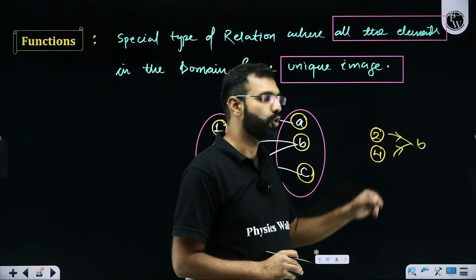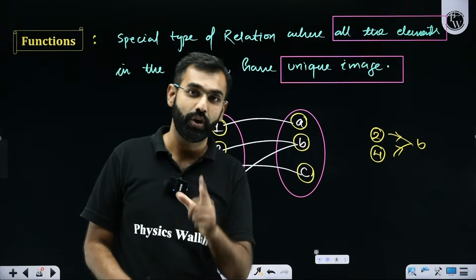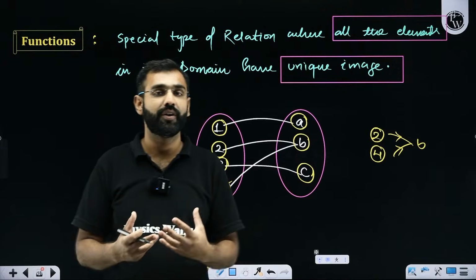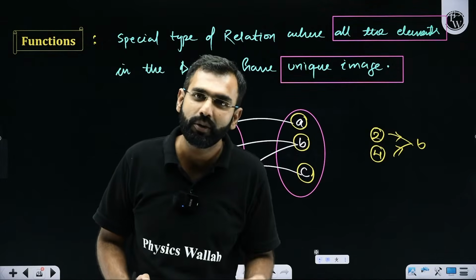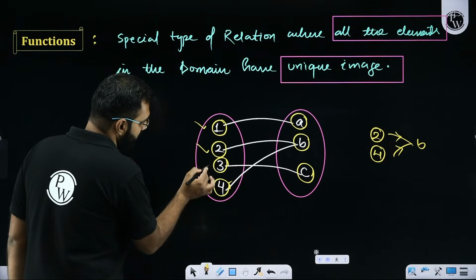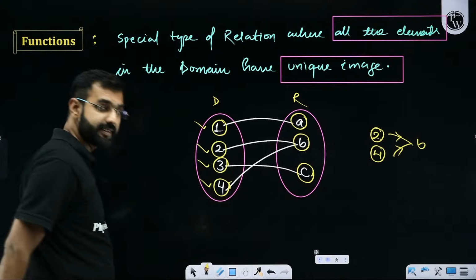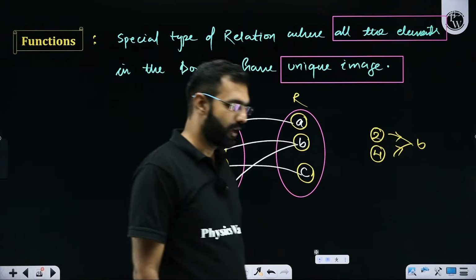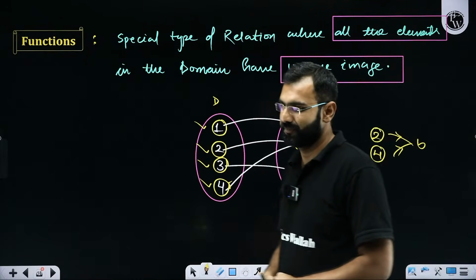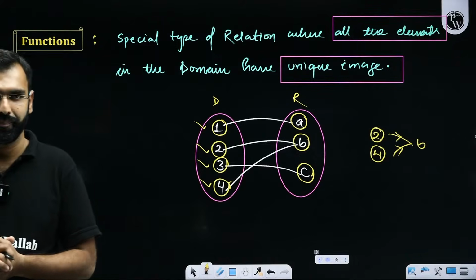Because when I look at 2, I ask it, how many images do you have? It will say only one, that is 2. So unique image it has. If I ask 4, how many images do you have? It will say 1, that's B. Again a unique image. So first of all, are all the elements in the domain having unique images? Yes, indeed. So if they have unique images, this is clearly a function. Of course, it's a relation, but being more specific, it is a function.